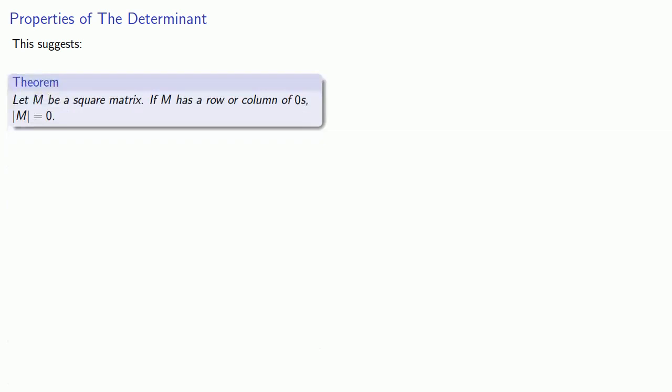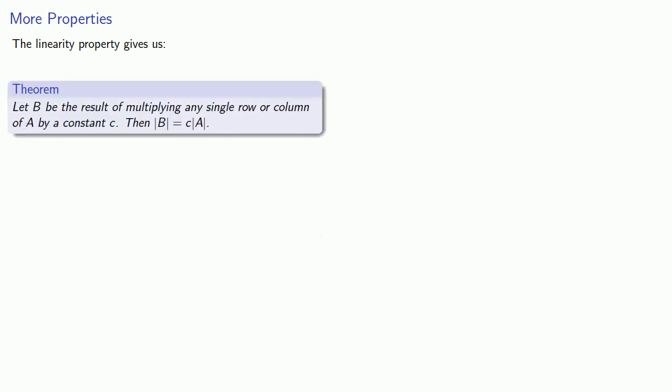And this suggests the following property. Let M be a square matrix. If M has a row or column of zeros, the determinant of M is equal to 0. By a similar set of arguments, the linearity property again gives us the following. Let B be the result of multiplying any single row or column of A by a constant c. Then the determinant of B is c times the determinant of A. And we can show this by, well, this is a homework problem, so you should do it.